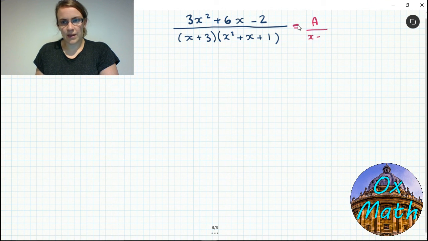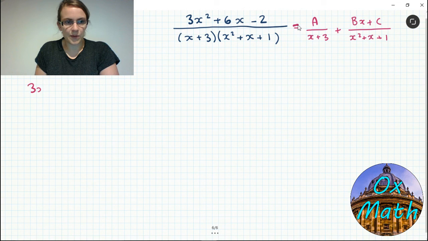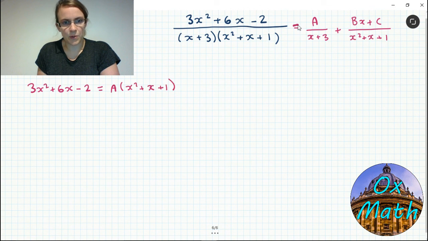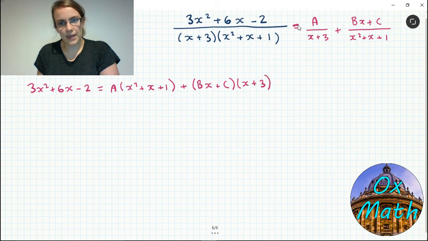So we've got A over x plus 3 plus our second fraction is going to be over a quadratic, because x squared plus x plus 1 doesn't factorise. So our top could have an x in it, so we need to consider this. So we've got Bx plus C on the top. So when we multiply through by our denominator, we get 3x squared plus 6x minus 2 equals A times (x squared plus x plus 1) plus (Bx plus C) lots of (x plus 3).